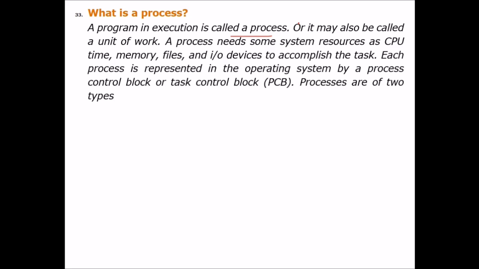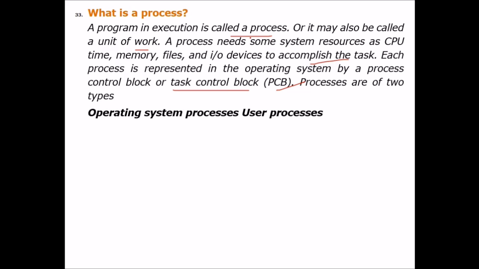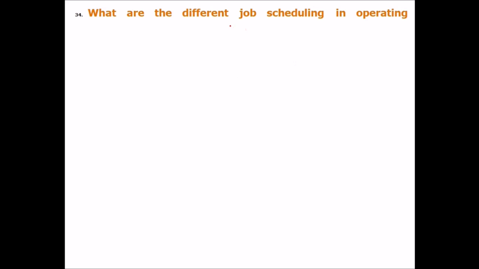A process cannot be called a program until it is with the microprocessor. It may also be called a unit of work. A process needs some system resources such as CPU time, memory, files and IO devices to accomplish its task. Each process is represented in the operating system by a process control block, or task control block, or PCB. This control block has all the information of a process. The processes are of two types, operating system processes and user processes.